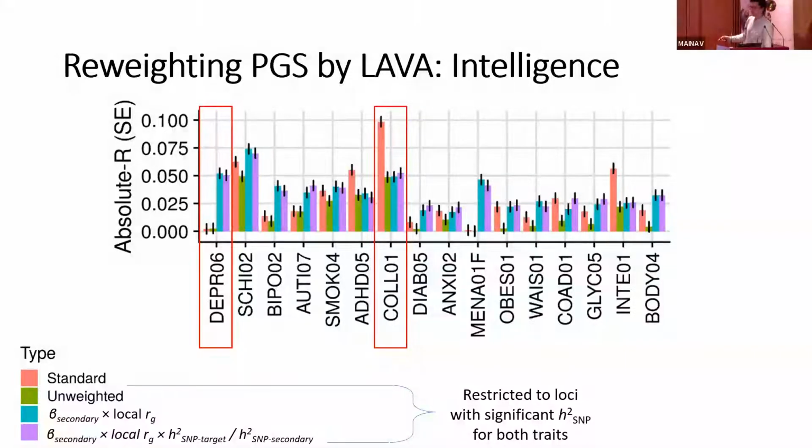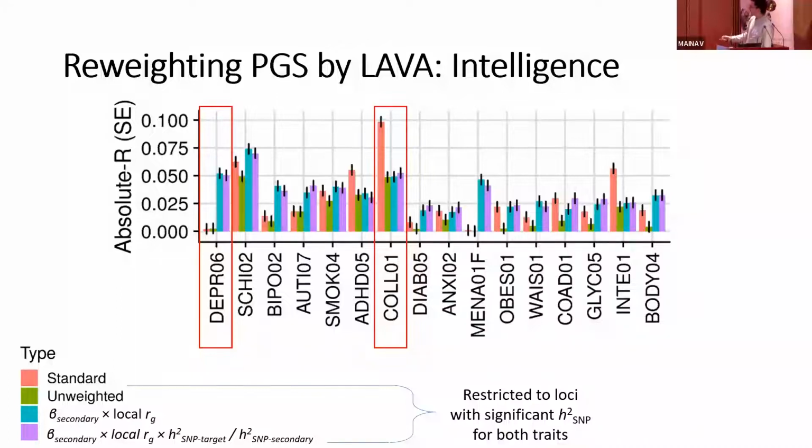The green bars are unweighted polygenic scores that are restricted to loci that have a significant heritability for both traits. And then the blue and purple bars are those that have been reweighted according to local genetic correlation estimates. And the purple bar is adjusting for local genetic correlation and SNP heritability. And what we're seeing is that when you adjust for local genetic correlation and also for differences in SNP heritability, there's a jump in the predictive utility of the depression polygenic score for intelligence, which is concordant with our results from LAVA, which showed there was a mixture of local genetic correlations that you don't see when you look genome-wide.